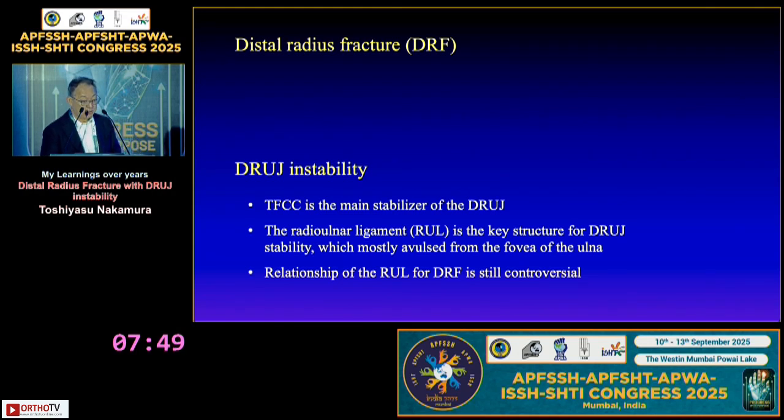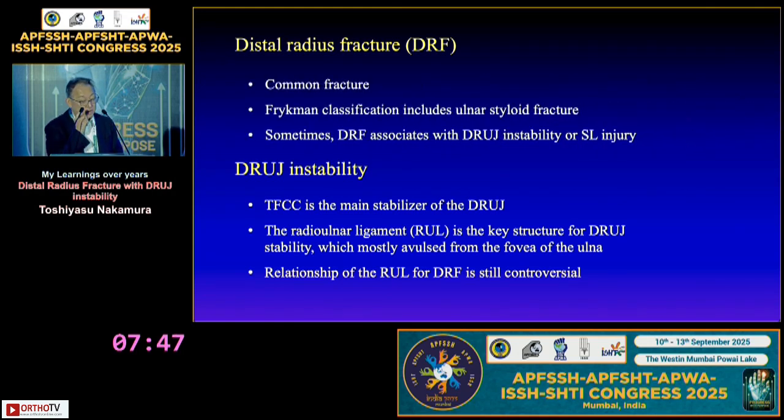Distal radius fracture is a common fracture, and the frequent classification indicates an ulnar styloid fracture, but sometimes the distal radius fracture is associated with DRUJ instability or SL injuries. Tomino describes that 60% had TFCC injury in distal radius fracture, and 30% had SL injury in this series.